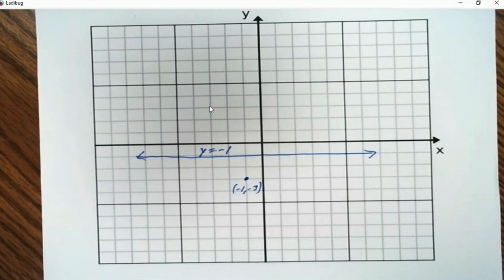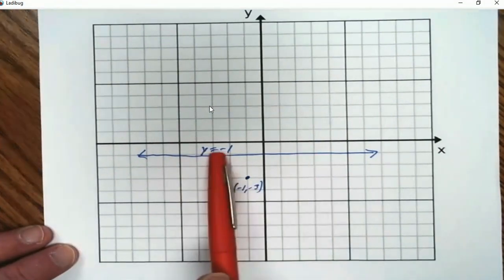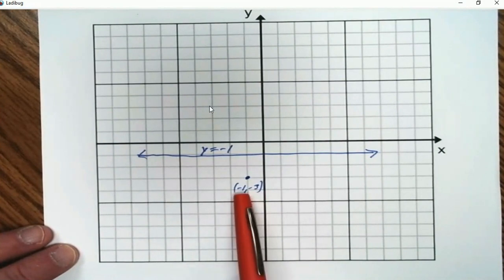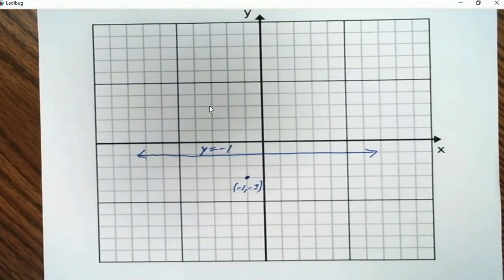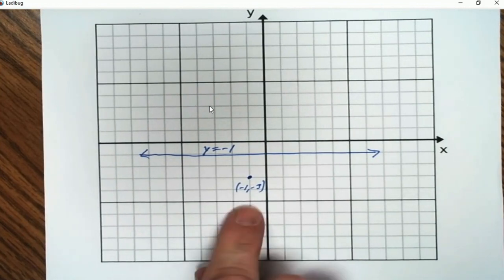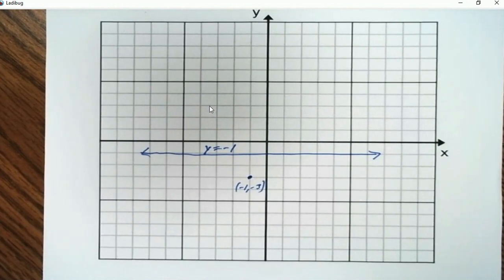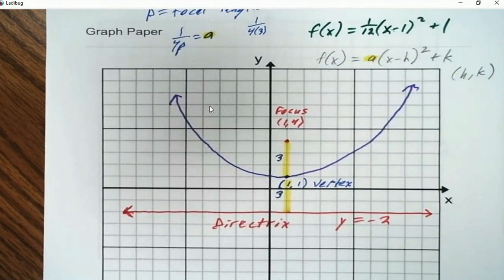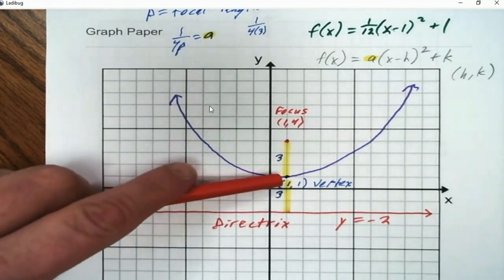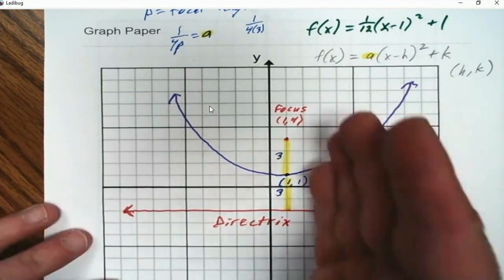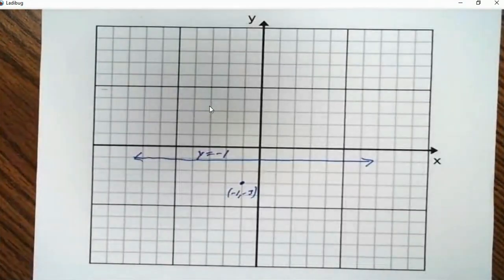So where's the vertex? Somebody give me the coordinates of the vertex. Put that in the chat. Give me the vertex of the parabola that has a focal point at -1, -3 and a directrix line at y = -1. Where would the vertex be found? I can go back and show you this if you need it. Remember, the vertex is always halfway between them, but exactly in line. So where's the vertex here?